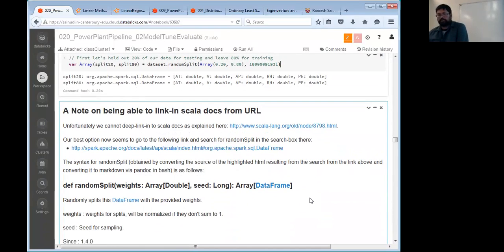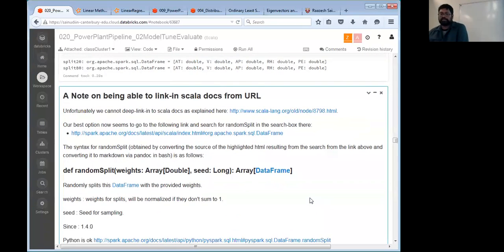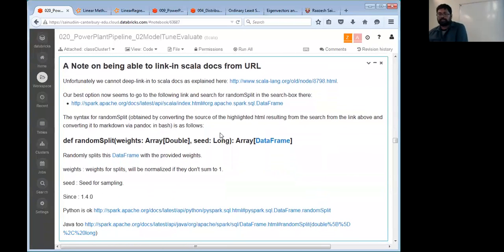Dominique wanted to know, can I quickly look at the syntax for each method like you can in MATLAB? This is tricky for Scala, but it's possible for Python and Java right now. These are called deep links, and we can't quite do deep links. The best thing I can do is to take the HTML, highlight it, mark it down, and put it here. But then I thought you can just do that easily by chasing the URL.